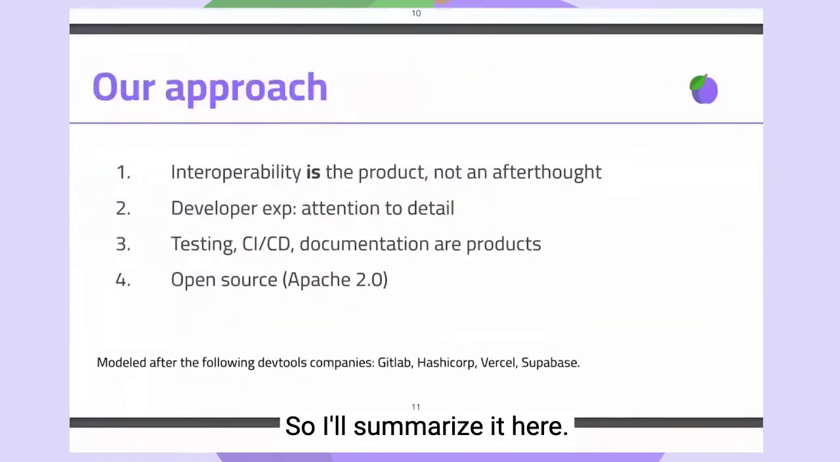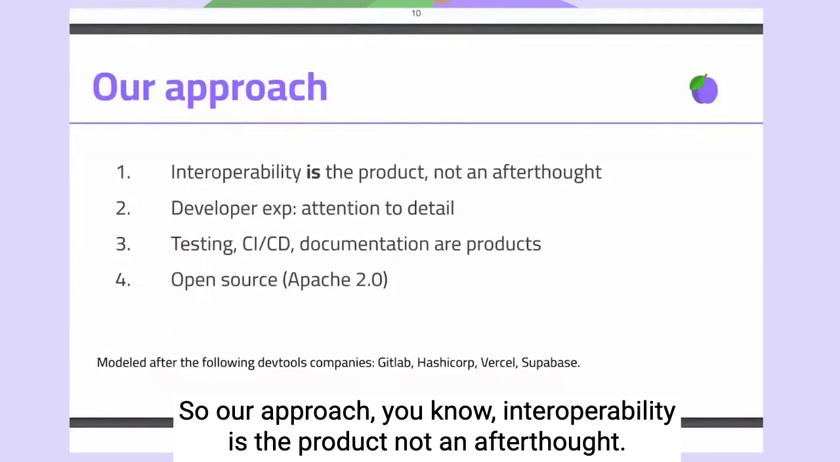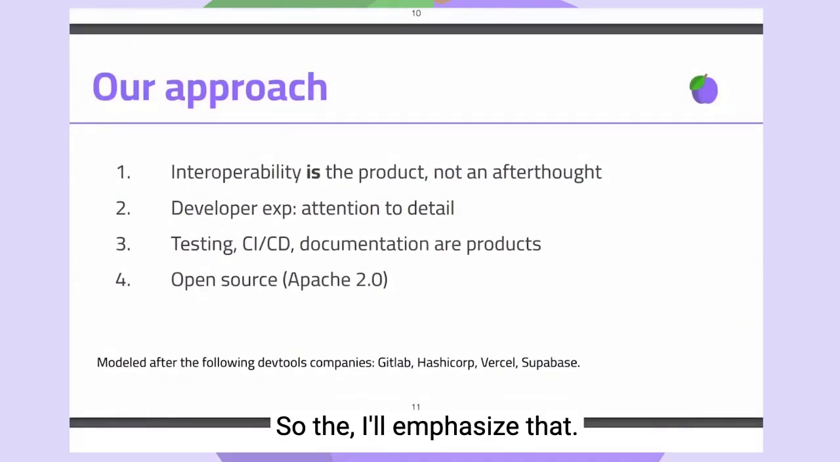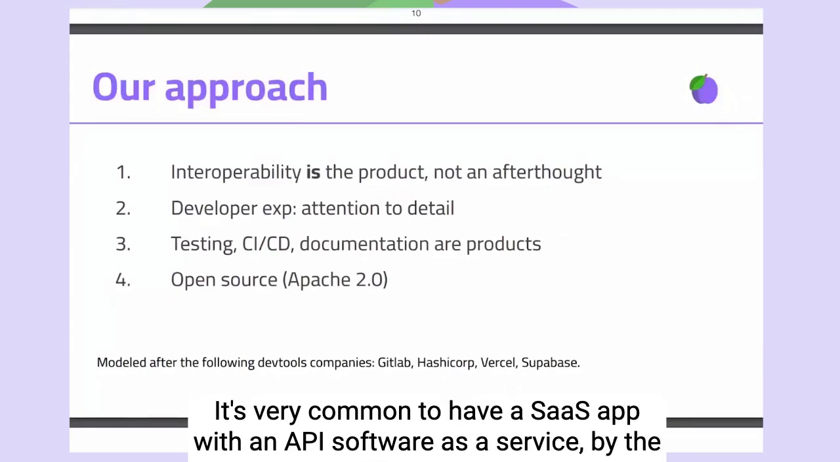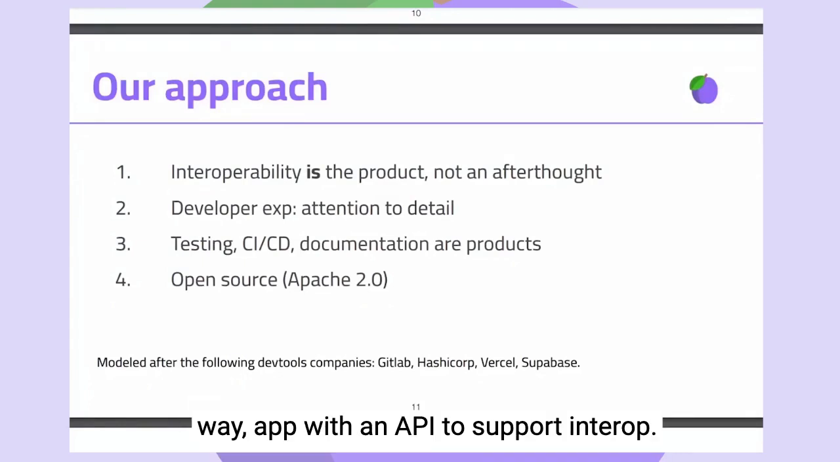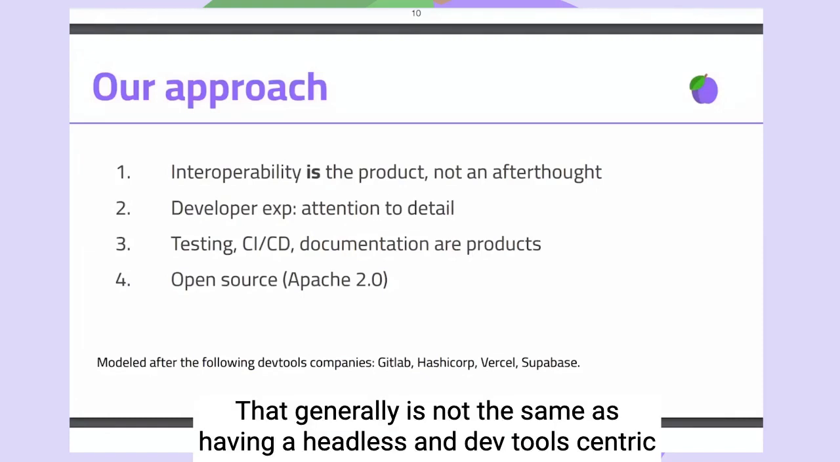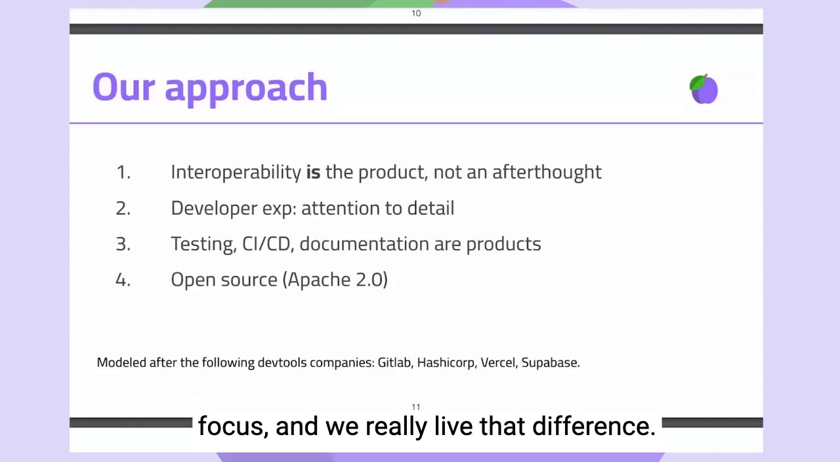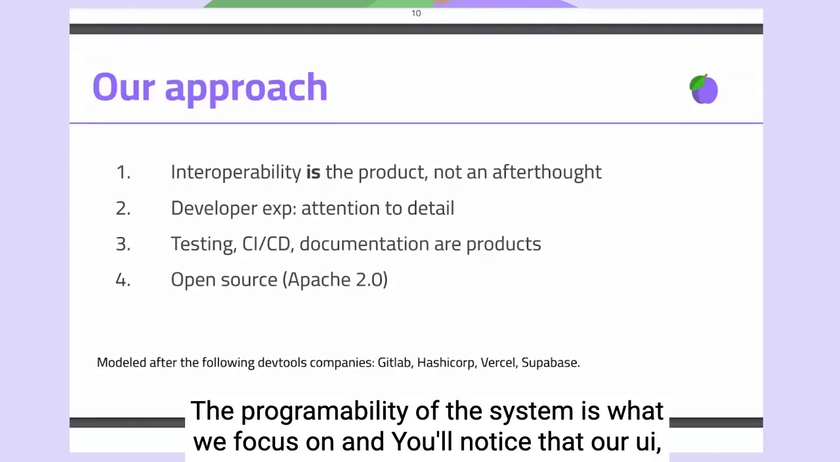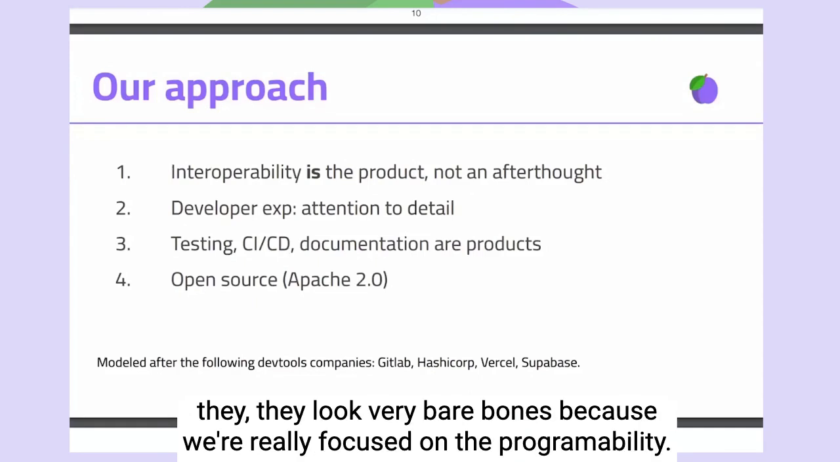So I'll summarize it here. Our approach: interoperability is the product, not an afterthought. So I'll emphasize that. It's very common to have a SaaS app with an API, software as a service, by the way, app with an API to support interop. That generally is not the same as having a headless and dev tools centric focus. And we really live that difference. The programmability of the system is what we focus on. And you'll notice that our UIs look very bare bones because we're really focused on the programmability.